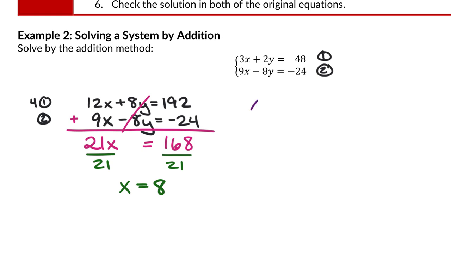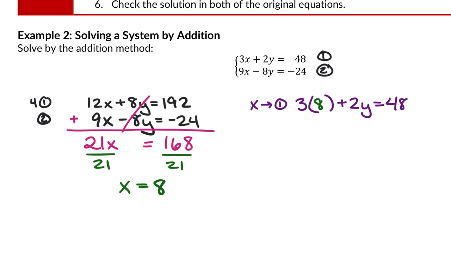We're going to take the x and we're going to plug it into equation 1. You could have picked equation 1 or equation 2. It doesn't matter. But we're going to substitute that in. So it's going to be 3 times 8 plus 2 times y equal to 48. So we're plugging the x value into number 1.